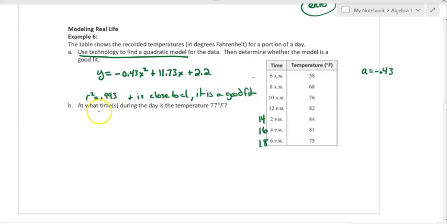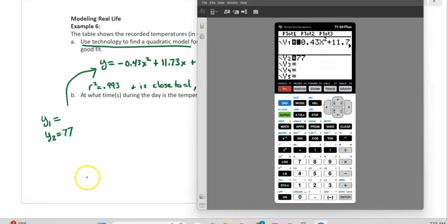All right, one wants to know what times that the temperature is 77 degrees Fahrenheit. We can go ahead and we can graph just like we did last time. We can graph this as y1 and as y2 77 and find the intersection. All right, I'm just going to show you this real quick. I typed in this for y1, the second equation for y2.